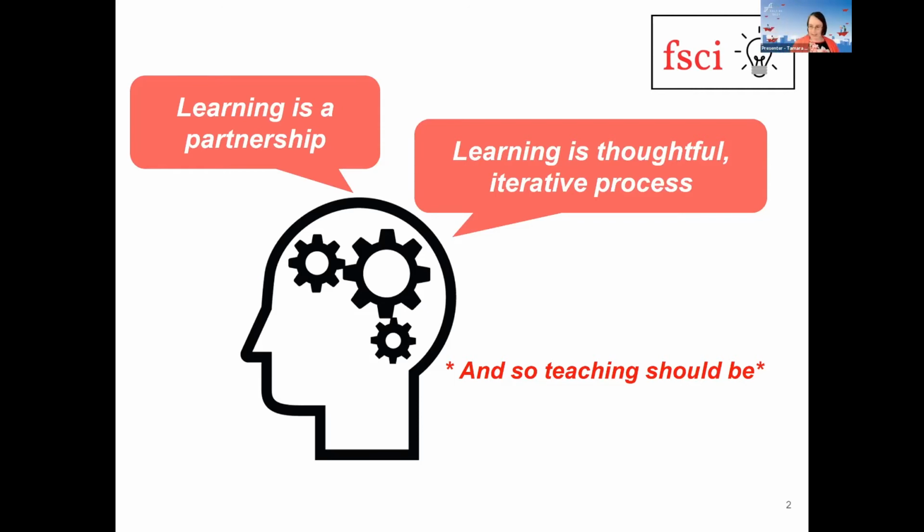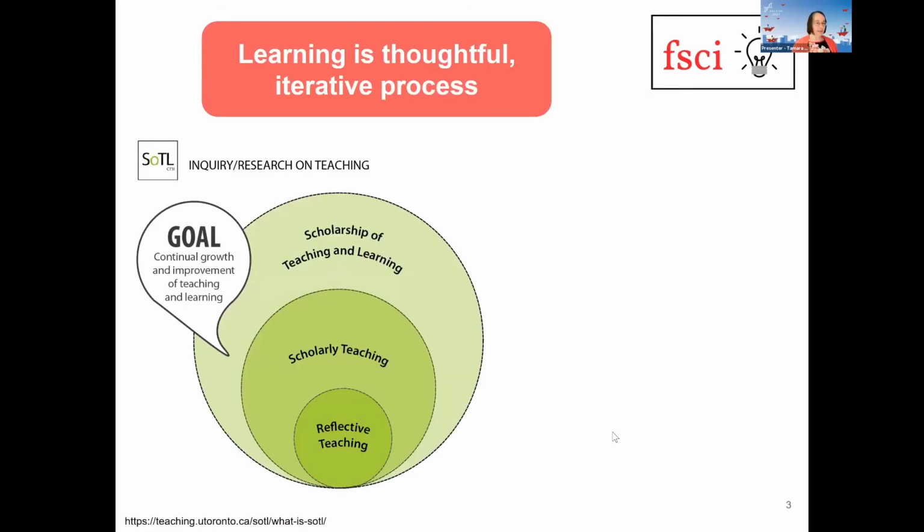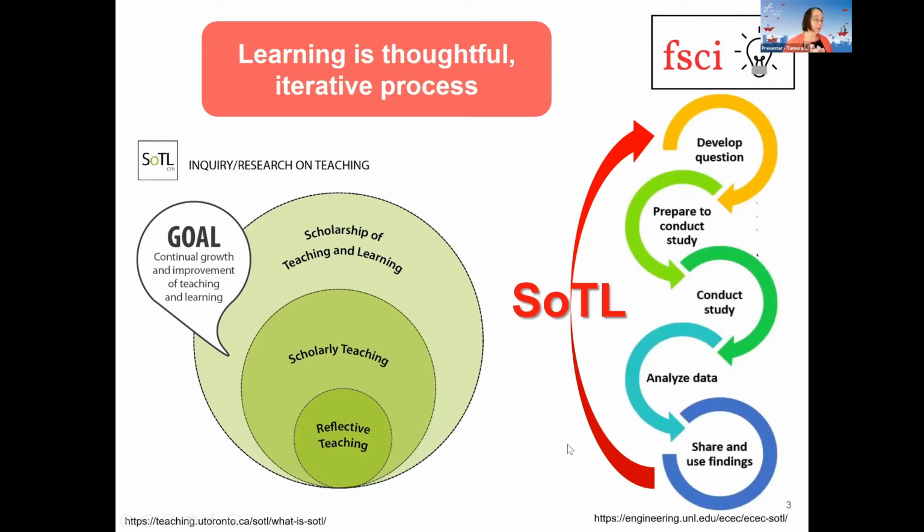All right, so if we look at learning as a thoughtful iterative process, when we think about our teaching, we start thinking about how it's going and how we can improve it. We get into reflective teaching, and then we start looking into things and going to conferences like this one, and we move into scholarly teaching. And then we can move into the scholarship of teaching and learning, where we purposefully go in and start looking at the teaching and learning in our classes, ask questions, design studies, and analyze data that not only can we use ourselves, but that we can share with others in conferences like this or in papers.